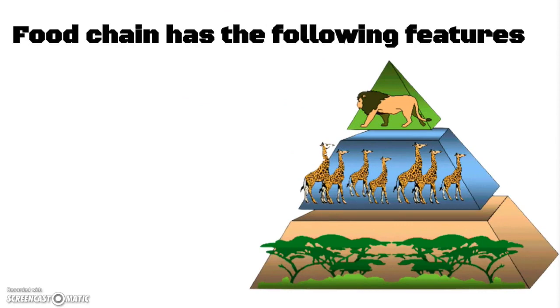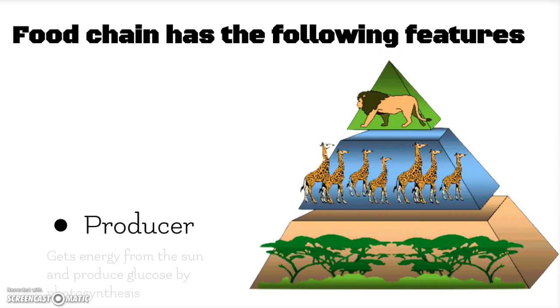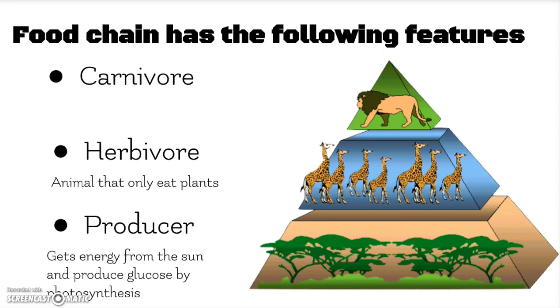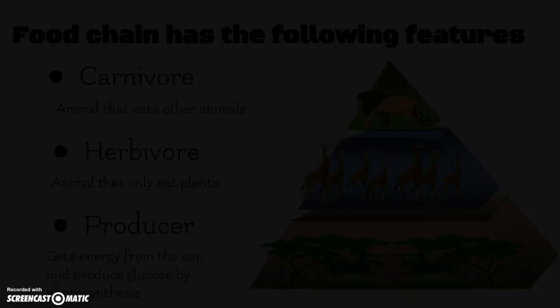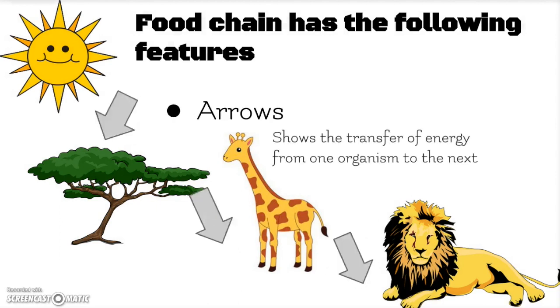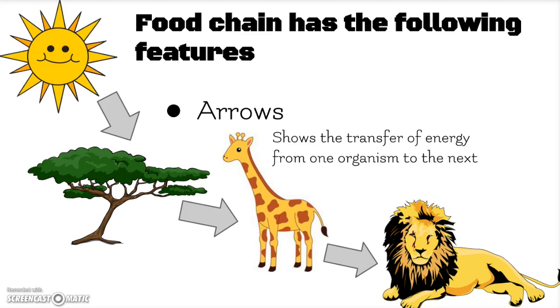Food chain has the following features. The first organism is the producer. They get energy from the sun and produce glucose by photosynthesis. The second organism is the herbivore. They are animals that only eat plants. The third organism is the carnivore, and they are animals that only eat other animals. Arrows. Arrows show the transfer of energy from one organism to the next.